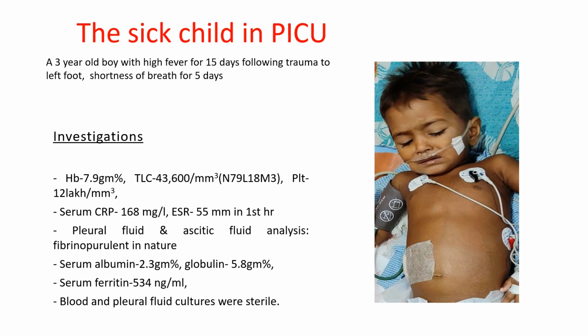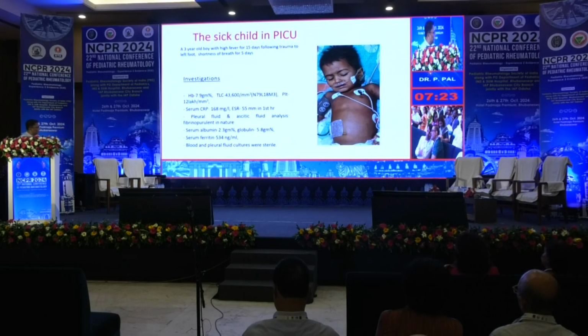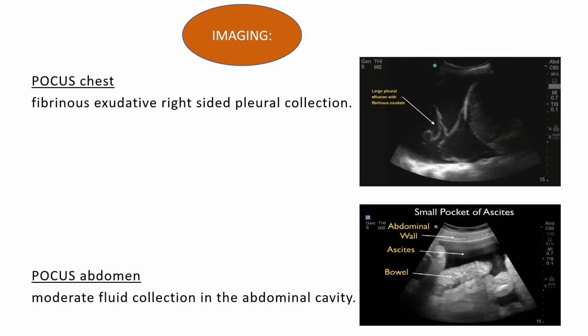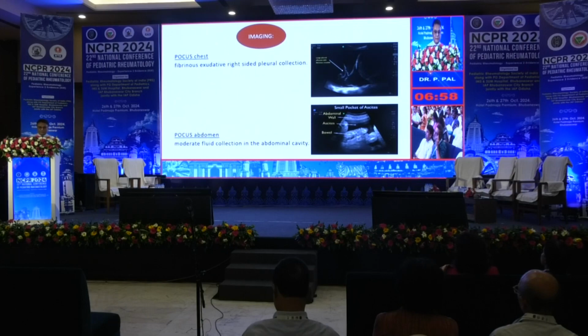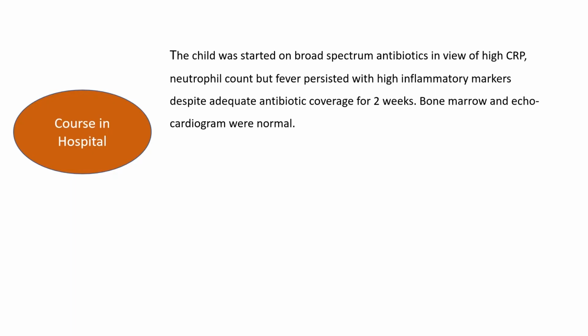And the sick child in the intensive care. So this is a 3-year-old boy who presented with history of trauma to the left foot with shortness of breath for 5 days. You can see blood counts are elevated, neutrophilic leukocytosis, high inflammatory markers, and there was ascites as well as pleural effusion. So with the background of a trauma, the intensivists were hell-bent that this is nothing but a disseminated infection. So you can see the focus done. Fibrinous exudate in the pleural space. So they went on treating with antibiotics again.